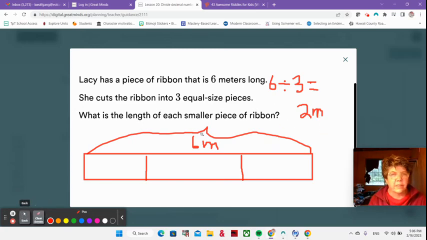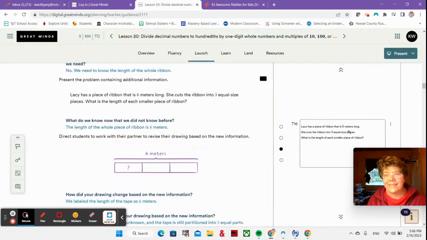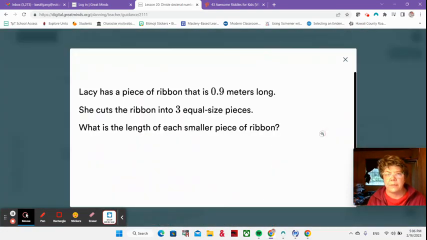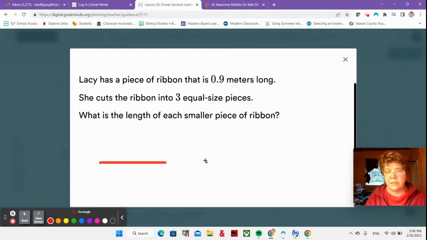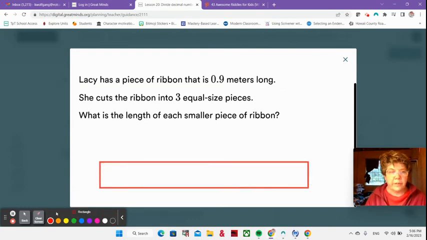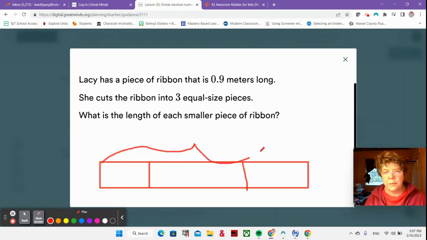Okay, that's great. Well, let's look at another problem that's very similar. How about Lacey has a piece of ribbon that's 9/10 meters long, and she cuts it into 3 pieces. It's going to be exactly the same, right? There's our ribbon, and we're going to cut it into 3 equal pieces. And now, instead of our total being 6 meters, now it's 9/10, right? So we're still going to do the same division problem.